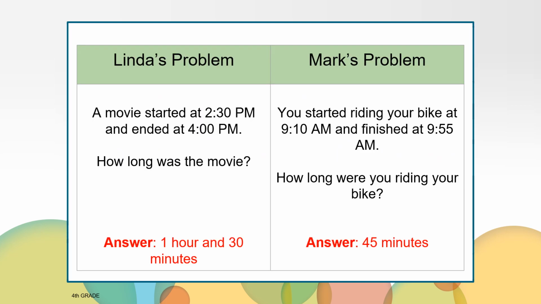The movie lasted 1 hour and 30 minutes. The bike ride lasted 45 minutes. The person whose activity took the least amount of time is the person who will advance up the ladder first. Who should advance up the ladder first?